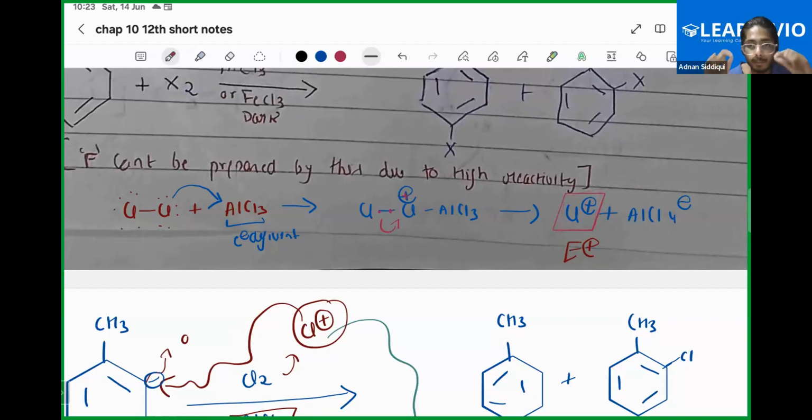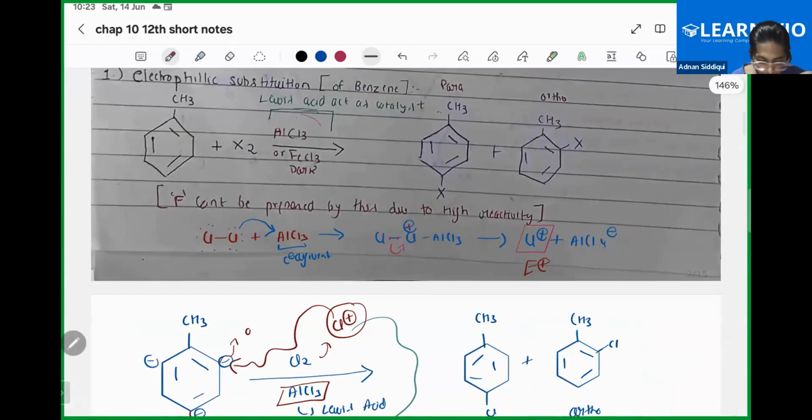Now, after reacting all this, what I got? Cl positive, and this Cl positive is the attacking party. It will attack at the para position and ortho position, and it will make what? Para and ortho isomer.